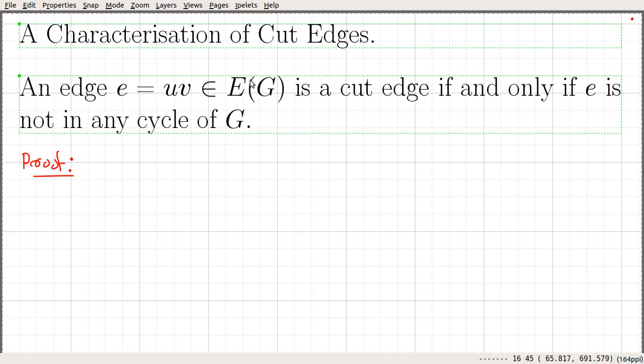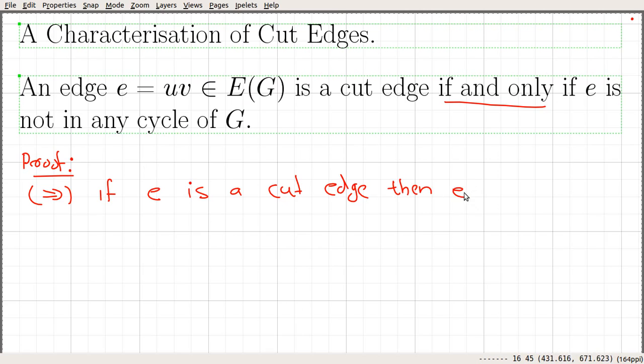Here we can see that the statement is in if and only if form, so we have to prove both directions. Let's first prove this direction: if E is a cut edge, then E is not in any cycle of G.